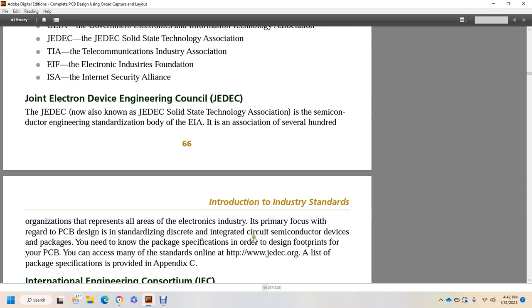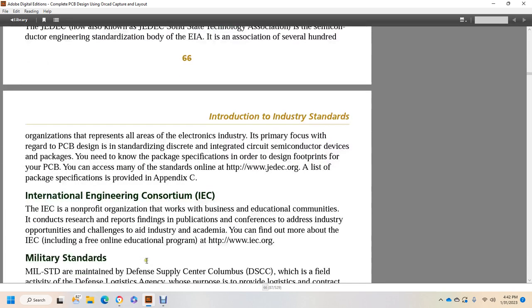You need the package specification in order to design the footprints for the PCB. You can also find many of the standards at JEDEC.org, with a list of many package specifications provided in Appendix C.